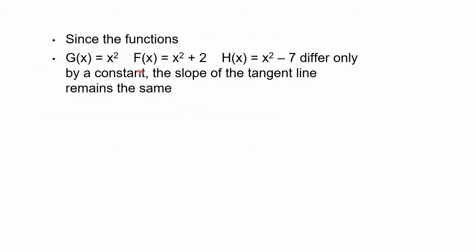Since the functions g(x), f(x), and h(x) differ only by a constant, where the constant of g is 0, constant of f is 2, and constant of h is -7, despite the three constants being different, the slope of the tangent line remains the same for these three functions. The slope of the tangent line is represented by dy/dx, where the dy/dx of g(x), f(x), and h(x) is 2x, despite having a different integration constant.